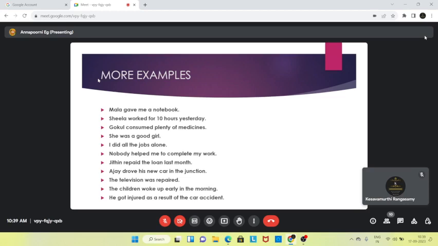I did all the jobs alone. Okay, so who will be the subject here? I. Very good. Verb? Verb is did. Very good. The remaining is the object. Yes, all the jobs alone. Very good. So did is also an auxiliary verb. Okay, it is not a main verb, but we consider it as the verb here. Next, Amala Jyoti, can you read the next one?